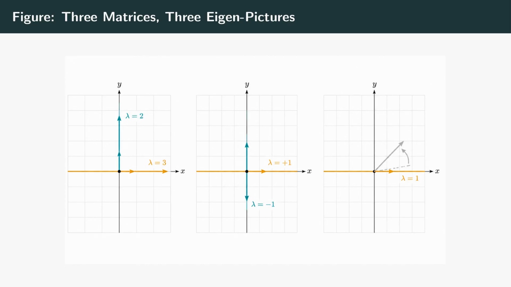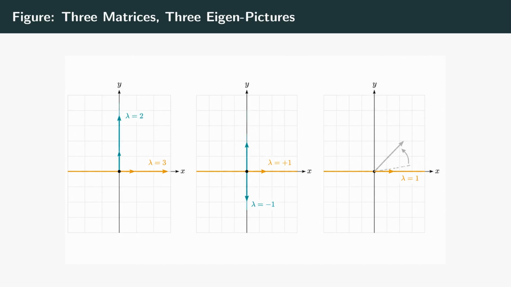In the middle is the reflection. Its eigenlines are the mirror, the x-axis, with eigenvalue plus 1. A vector there sits perfectly still, and the perpendicular y-axis, with eigenvalue negative 1, where you can see the input arrow pointing up and its output arrow flipped to point down along the same vertical line.